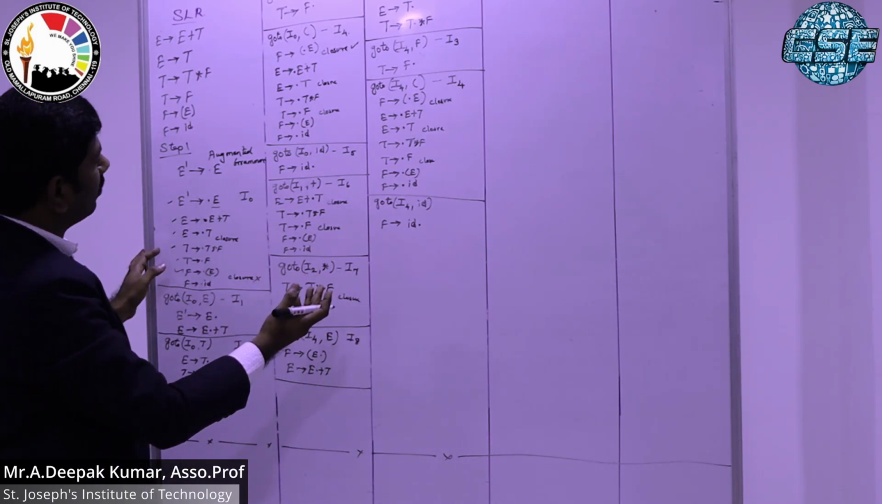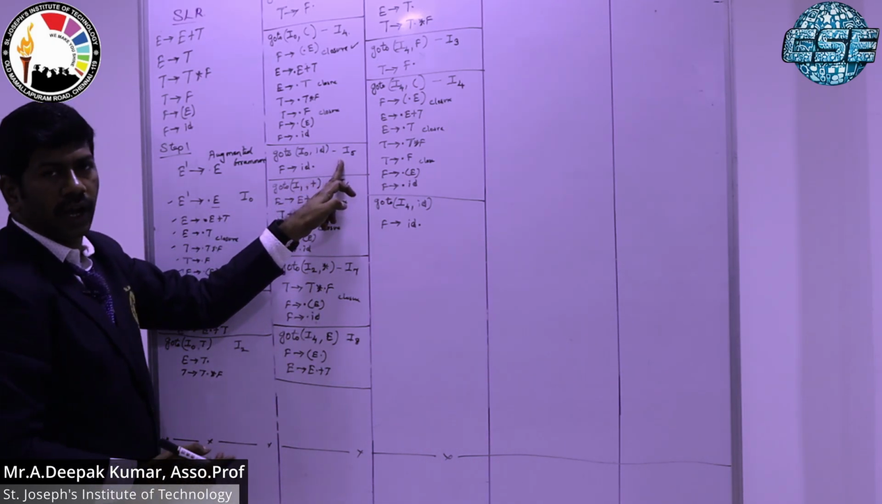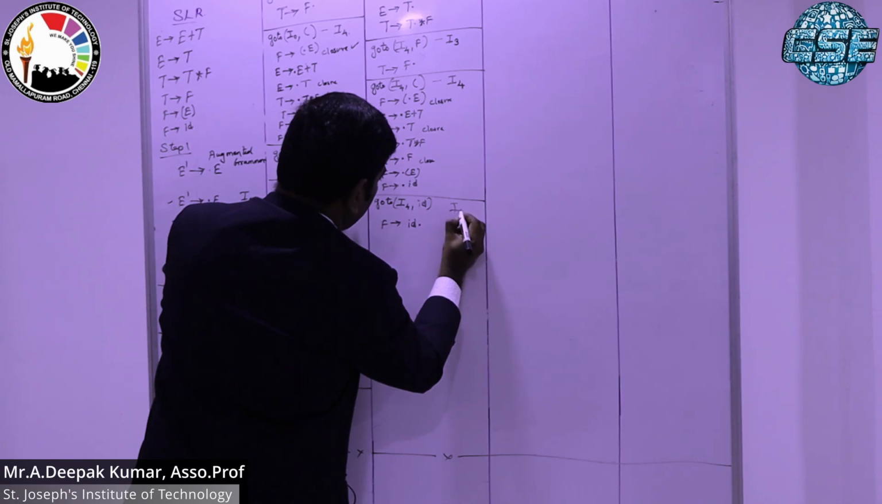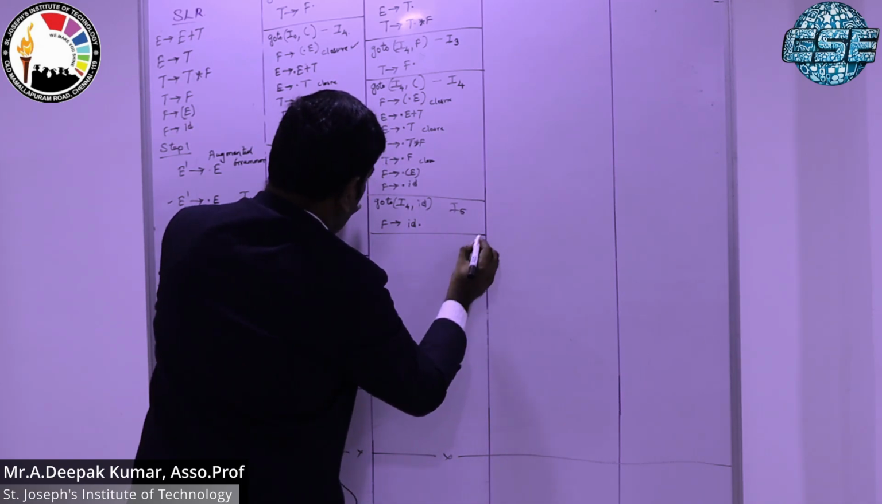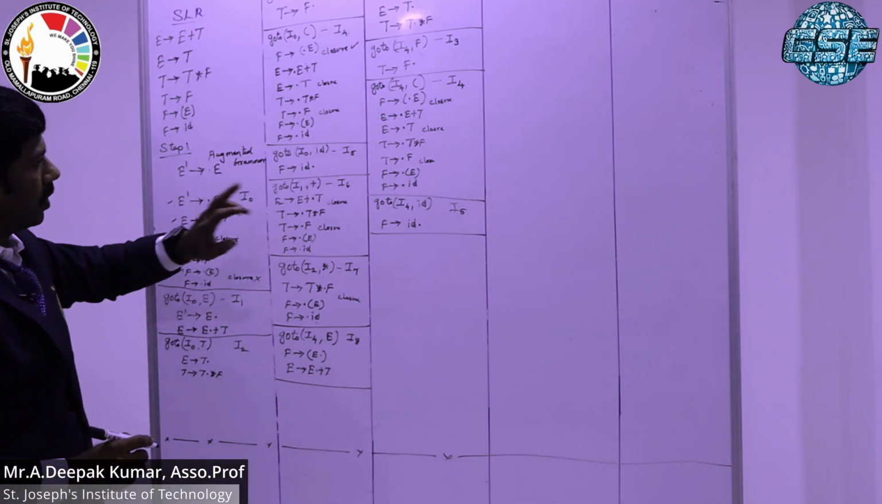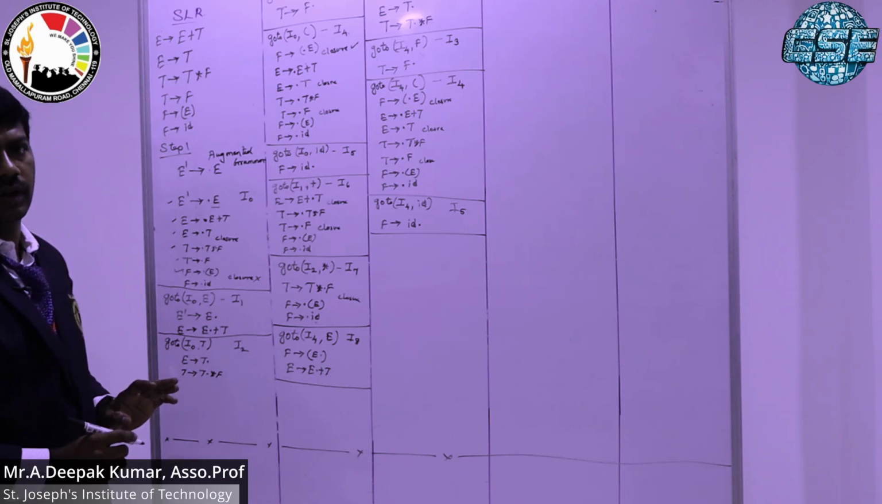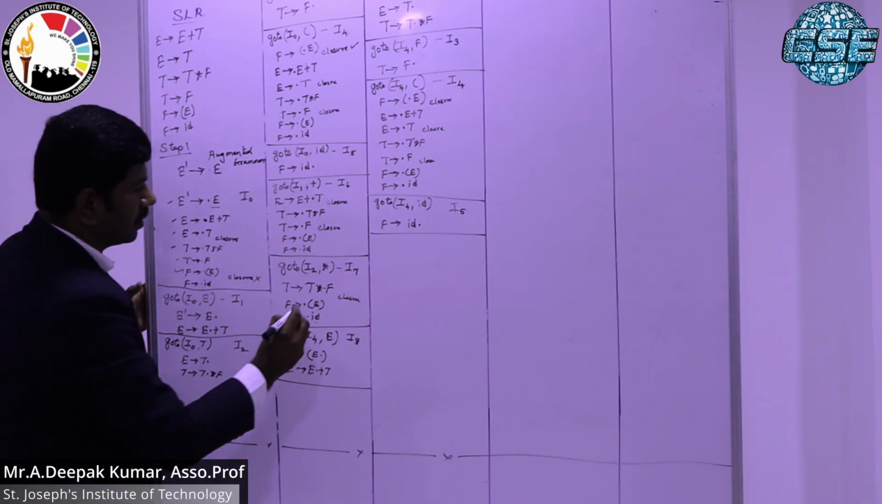Please check whether we have the same rule. Yes, we have it in I5. I will name this as I5. Now we are done with I4. I5 is also completed. Next is I6.